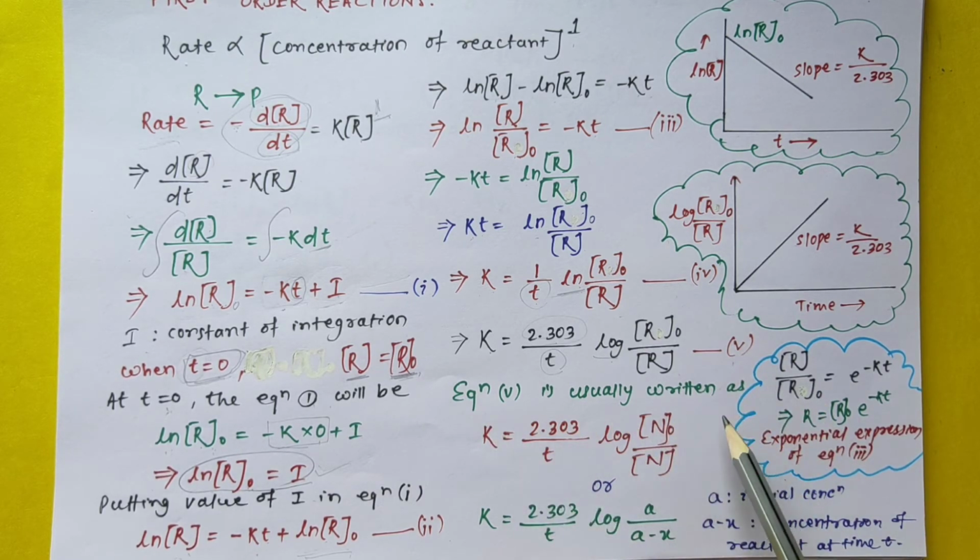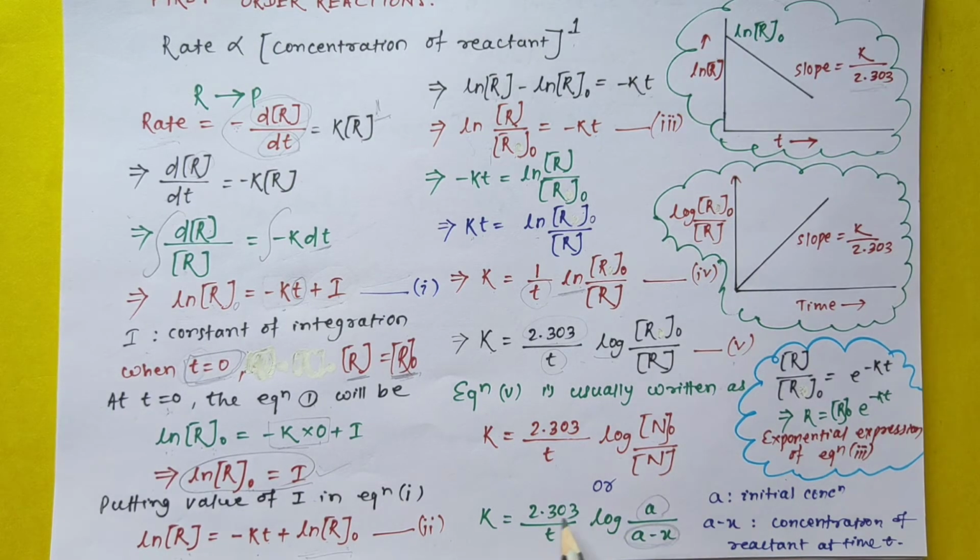Equation 5 is usually written in this format: k is equal to 2.303 by t log initial concentration of reactant by concentration of reactant at any time t. Otherwise we can write k is equal to 2.303 by t log A by A minus x, where A is the initial concentration and A minus x is the concentration of reactant at time t.